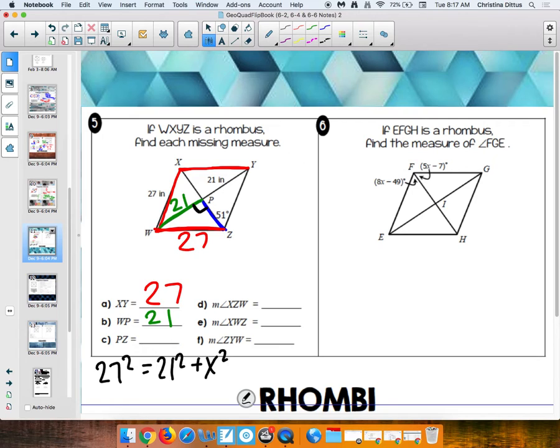You should get 288. So then how would I find x? Take the square root. Square root of 288. 16.97. That's really the only tricky part of rhombuses.